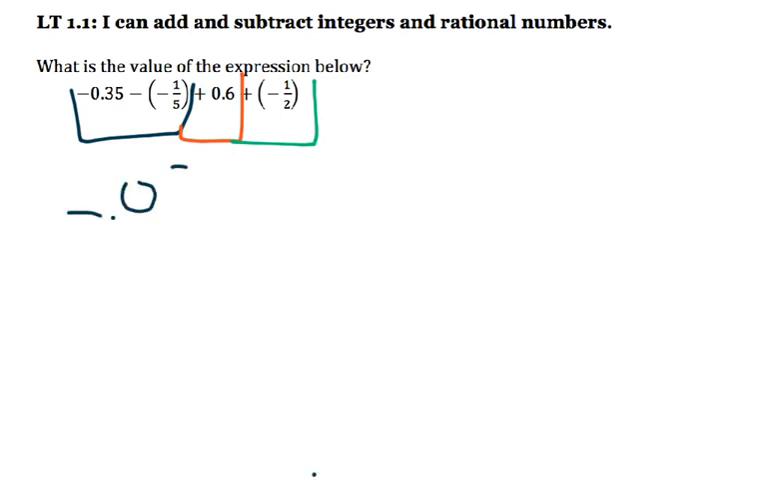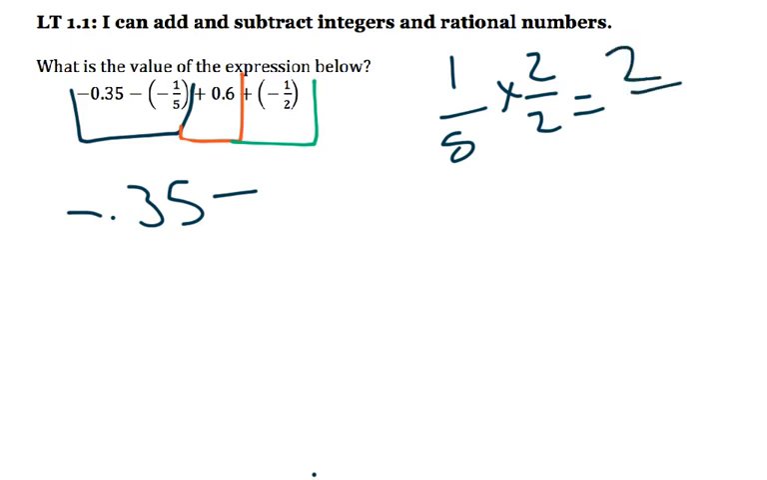Negative 35 minus 1/5. It might be easier to do it in a fraction or decimals, but for this, we are going to do this in decimals. So instead of 1/5, we know in order to get to 10, you gotta do 1/5 times 2. Will give us 2 over 10. So now we have 2 over 10, which also equals 0.2. So now we're going to do negative 0.2. So now let's get started.